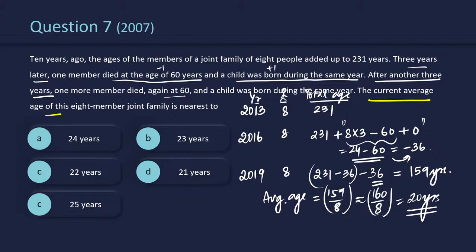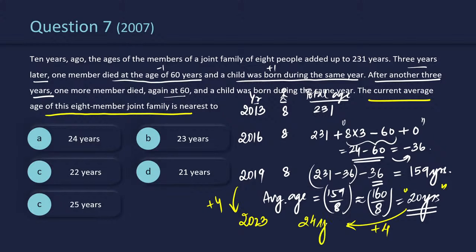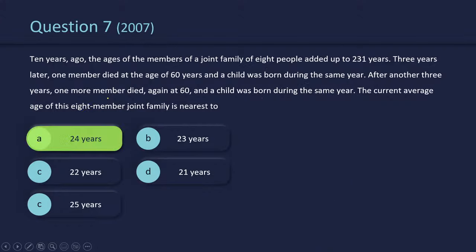Question is the current age of this 8-member joint family. So 2019 में if the average age is 20 years, so 2023 में यानी कि 4 साल के बाद what will be the average age? Average will also increase by 4. So this will change to 24 years. So the average age of this 8-member family will become 24 years. So option A should be the answer. Option A is the answer.